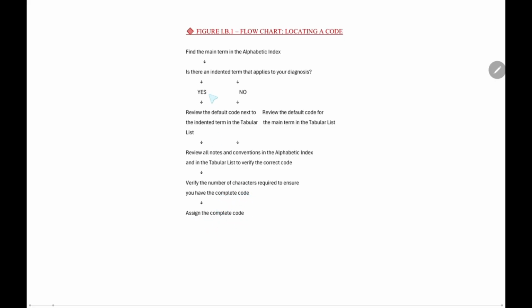If you are getting a subterm, then you go through this chart. If you have only a single diagnosis and it does not have any subterm, so it is finalizing the condition to diagnose, then you review the default code for the main term in the tabular index, view all the notes and conventions, then verify and complete the code. It is as simple as that. So this is how you navigate, and I also showed you how to navigate in the real book. I shared that link yesterday, so you can check it.